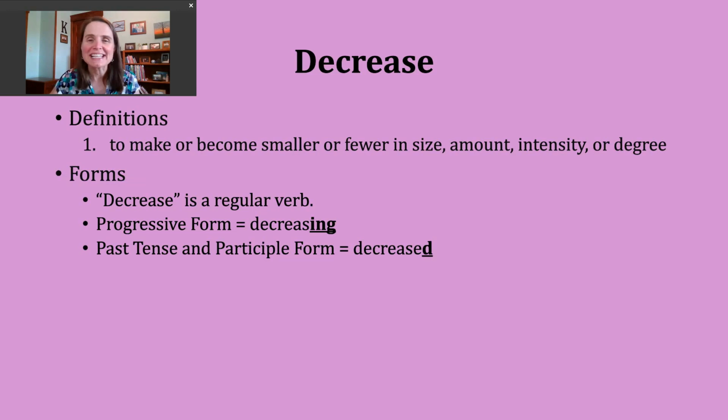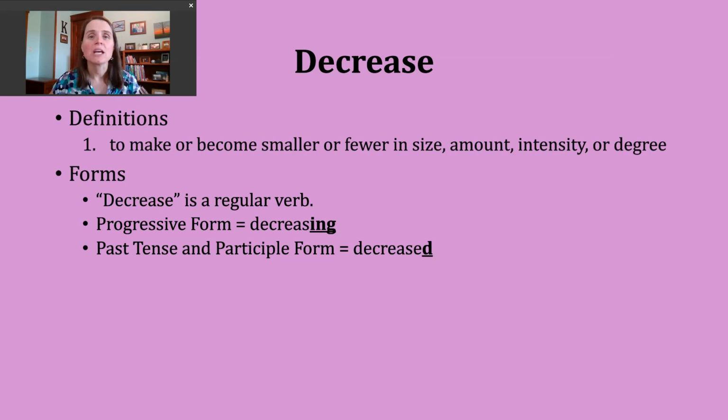But as you're going to see, as our video moves along, there are many different ways to talk about and use this verb. For now, you should know that decrease is a regular verb. To make the progressive form of this verb, you need to drop the E on the end before you add ing. That forms decreasing. The past tense and participle forms of this verb can be made by just adding D, since this verb already ends in an E.